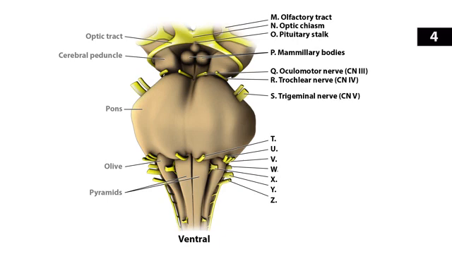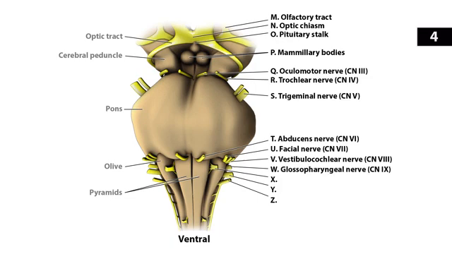S is the trigeminal nerve, cranial nerve 5. T is the abducens nerve, cranial nerve 6. U is the facial nerve, cranial nerve 7. V is the vestibulocochlear nerve again, cranial nerve 8. W is the glossopharyngeal nerve, cranial nerve 9.